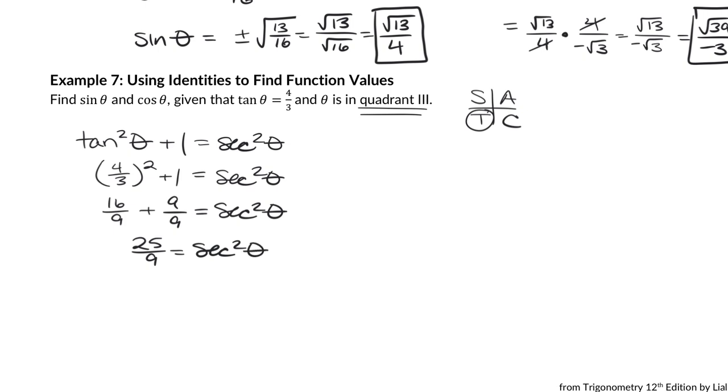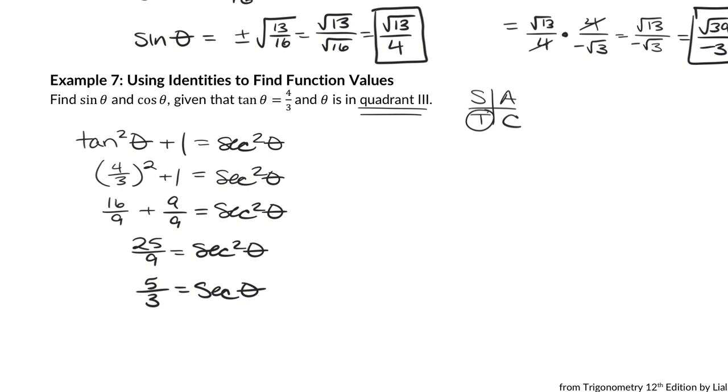How do you get secant by itself? Square root. What's the square root of 25? 5. What's the square root of 9? 3. So if secant squared of theta is 25/9, secant of theta is the square root of both numbers, because just like above, the square root of a fraction is the square root of the top over the square root of the bottom.